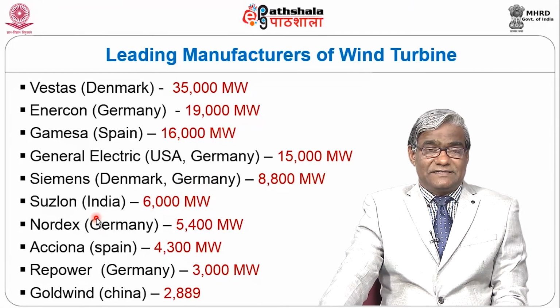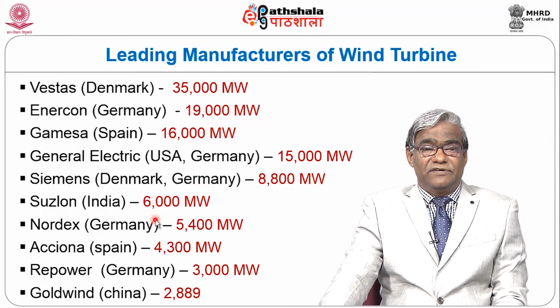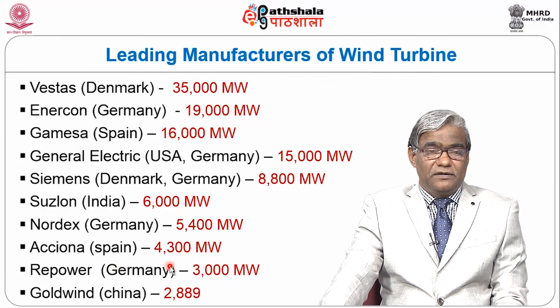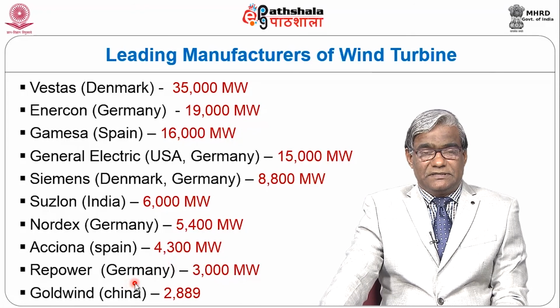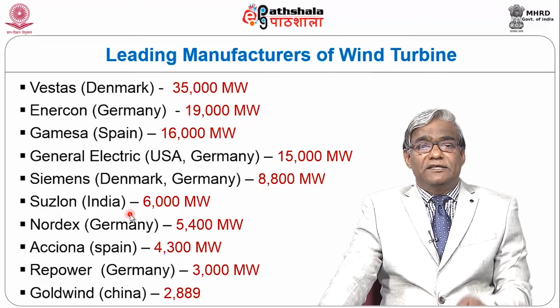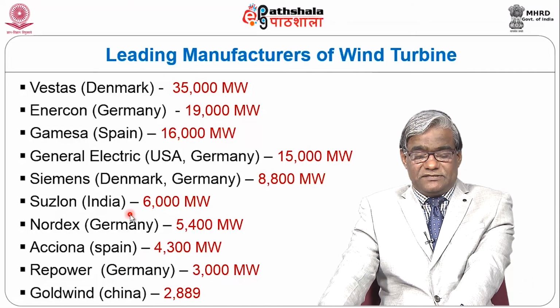Suzlon, indigenous from India, has installed about 6,000 megawatt. Nordex, a German based company, has installed 5,400 megawatt. Acciona, a Spanish company, has already installed 4,300 megawatt. Repower, a German based company, has installed 3,000 megawatt. Goldwind, again a Chinese company, has installed 2,889 megawatt. And these are the leading manufacturers of wind turbines around the globe.